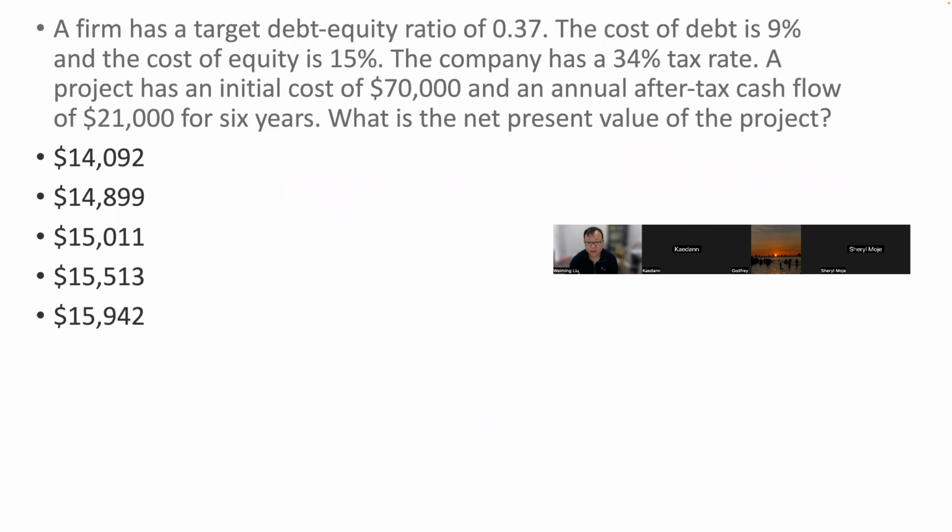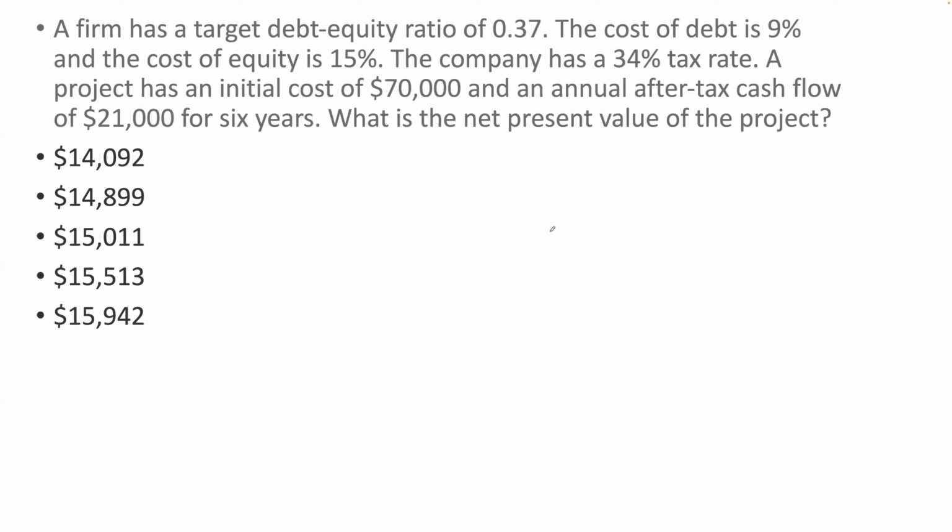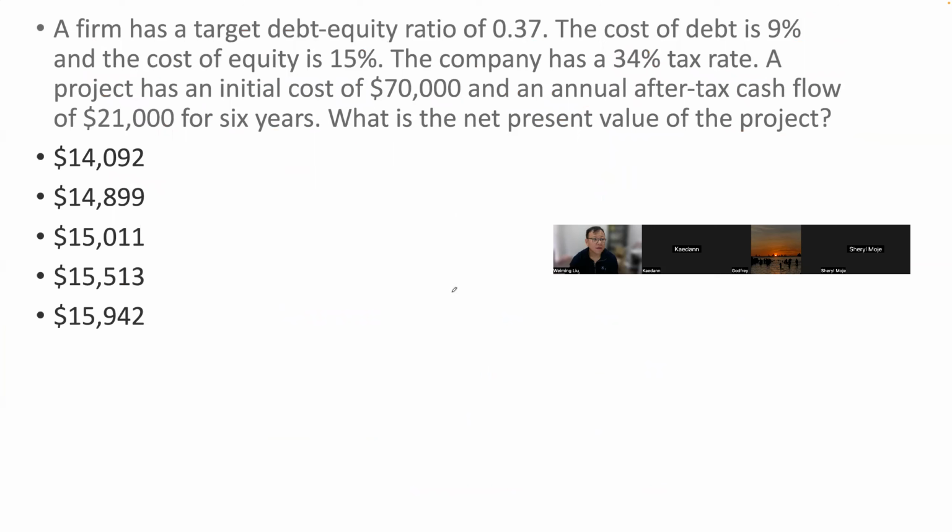So the second question here is about a firm that has a target debt to equity ratio of 37%. The cost of debt is 9%. When they say the cost of debt is 9%, we assume that this is the pre-tax cost of debt, 9%. The cost of equity is 15%.